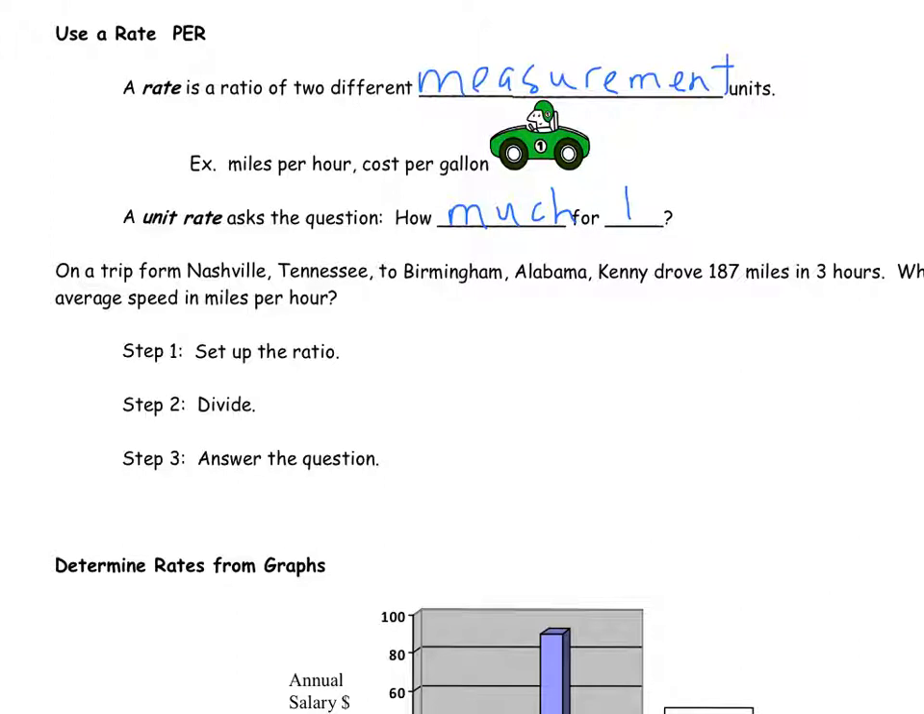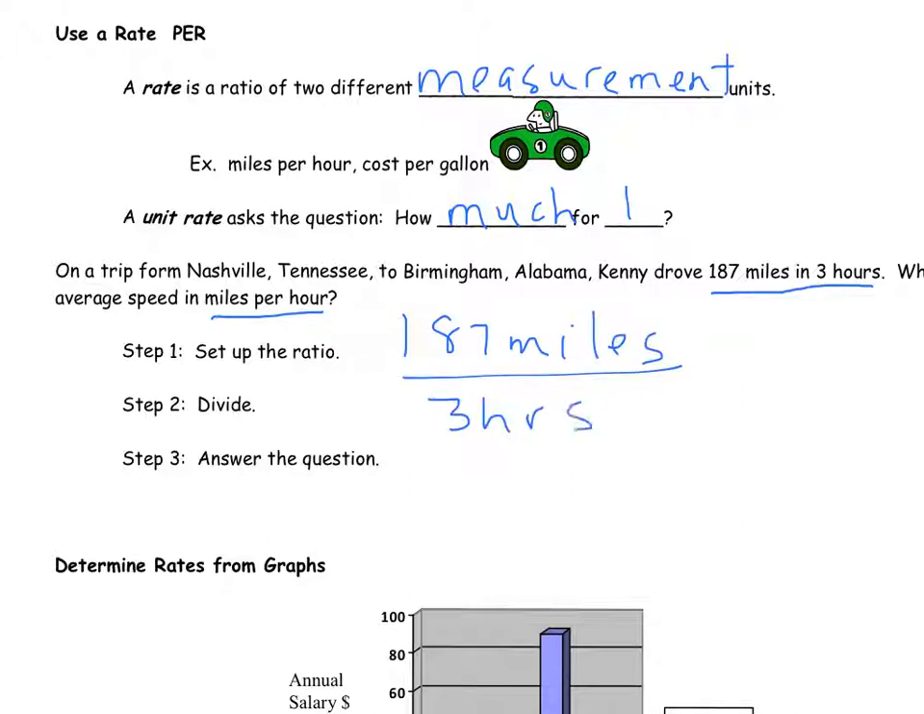So let's take a look and see if we can find the unit rate here. We're talking about a trip from Nashville to Birmingham, Alabama, and Kenny drove 187 miles in 3 hours. What is his average speed in miles per hour? Okay, so I want to find out how far could he go in 1 hour. So you just set up the ratio, 187 miles over 3 hours, and you're simply going to divide 187 divided by 3. So he went approximately 62 miles per hour.